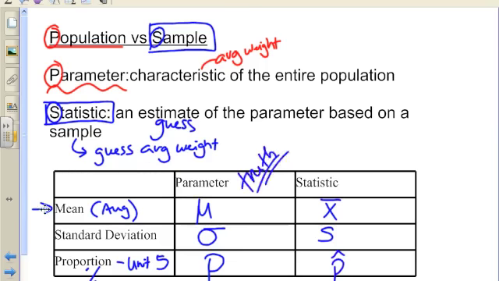So keep in mind, parameter is the truth. This is what's really happening, but it's hard to find. It might be impossible to find because we can't gather every piece of data from a population. So instead, we get our statistic, which is a guess. And hopefully, if we have a good sample, our guess will be close to the truth.